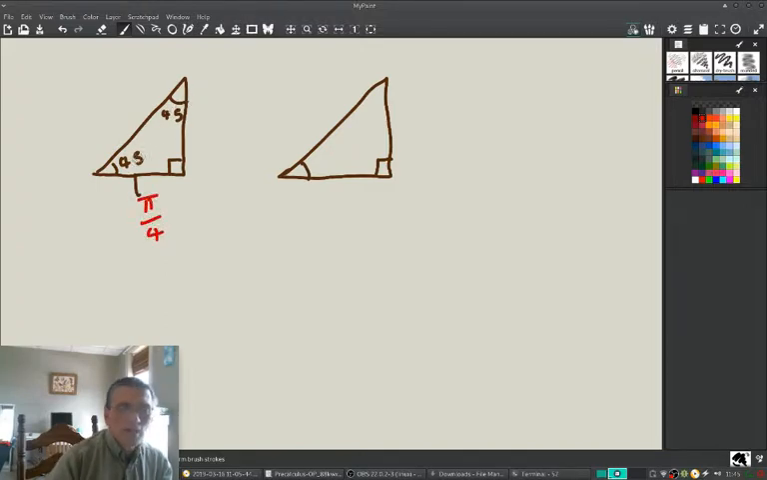90 degrees is pi over 2. 45 is half of 90, which is pi over 4. So both pi over 4. And in this one, the smaller one's 30, and the bigger one's 60. So you know that in triangles, all the angles add up to 180. So these are the 2 most important triangles. If these are the same angle, then these lengths are the same.